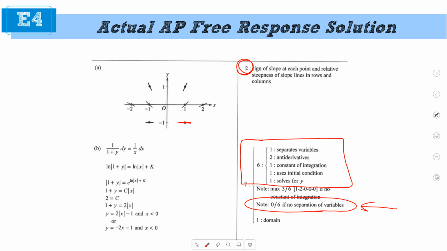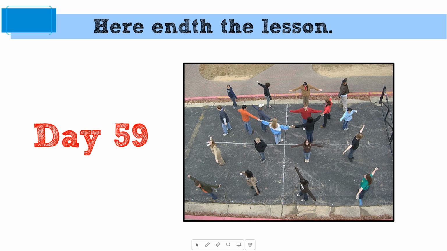Okay, good. We're done. There's a bunch of students in the parking lot making a slope field. We could do this later if the weather gets nicer. That'd be fun, yeah. Who's in? Anybody? Okay. Not today, though.